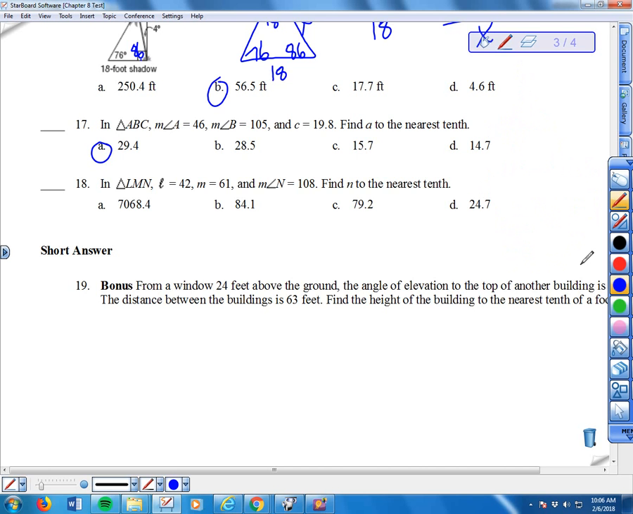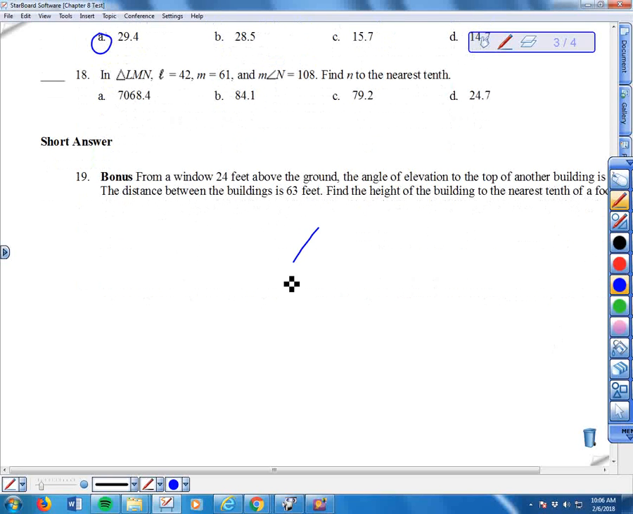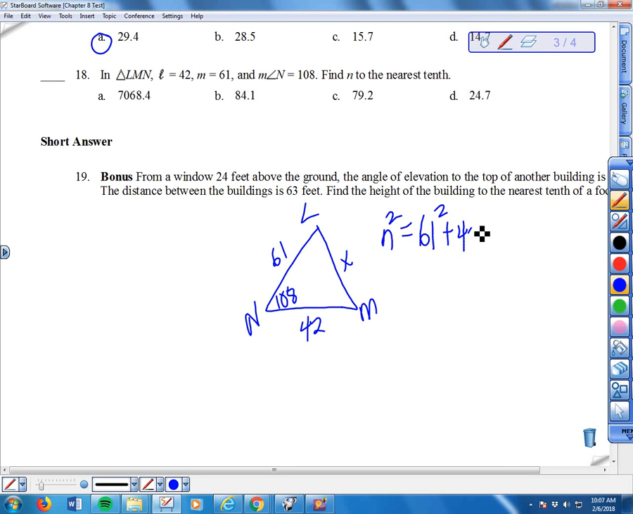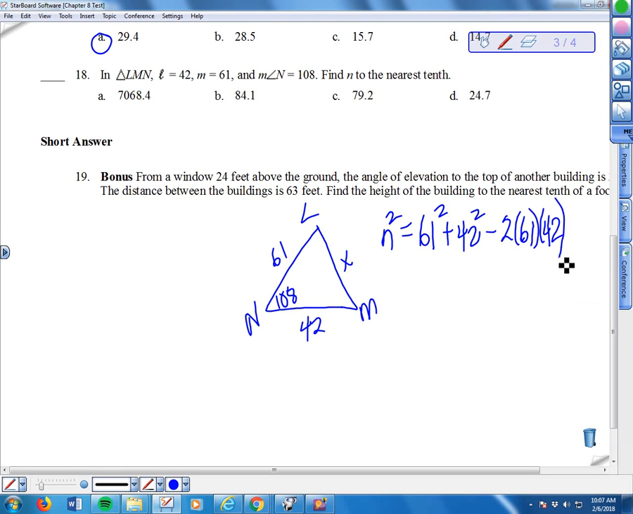And then the last one, triangle LMN. L is 42, M is 61, and angle N is 108. Find N. So I'm looking for this. Well, N squared equals 61 squared plus 42 squared minus 2 times 61 times 42 cosine 108.